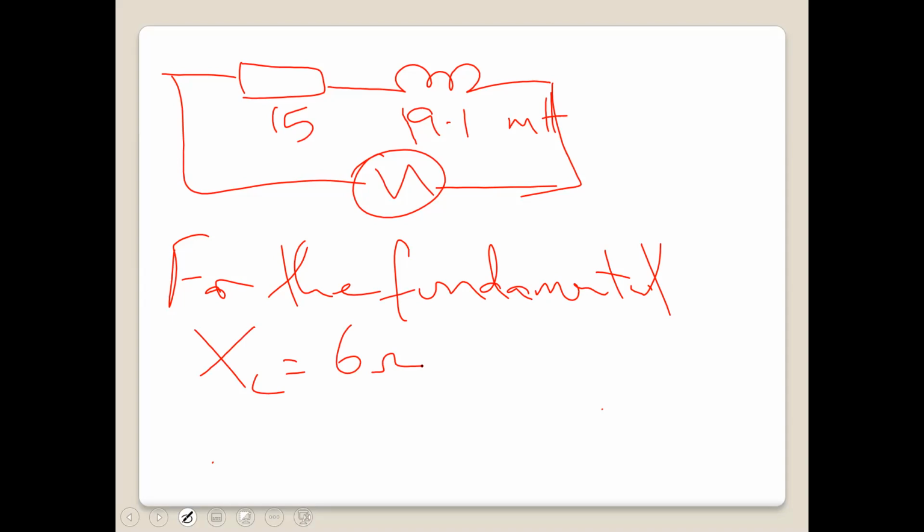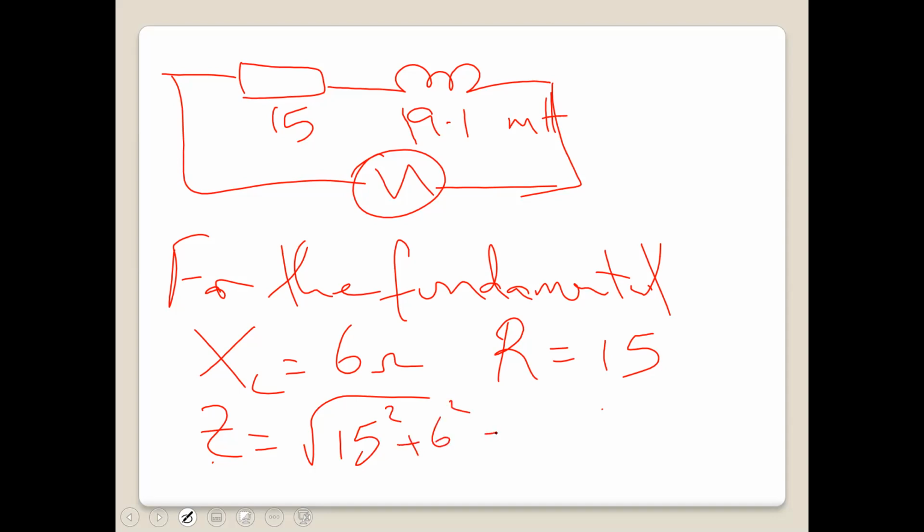Everybody calculate that? Yes, sir. R is 15. So it means that Z is equal to the square root of 15 squared plus 6 squared, whatever that is equal to. So what is Z? And by the way, this is the modulus of Z. 16.2.